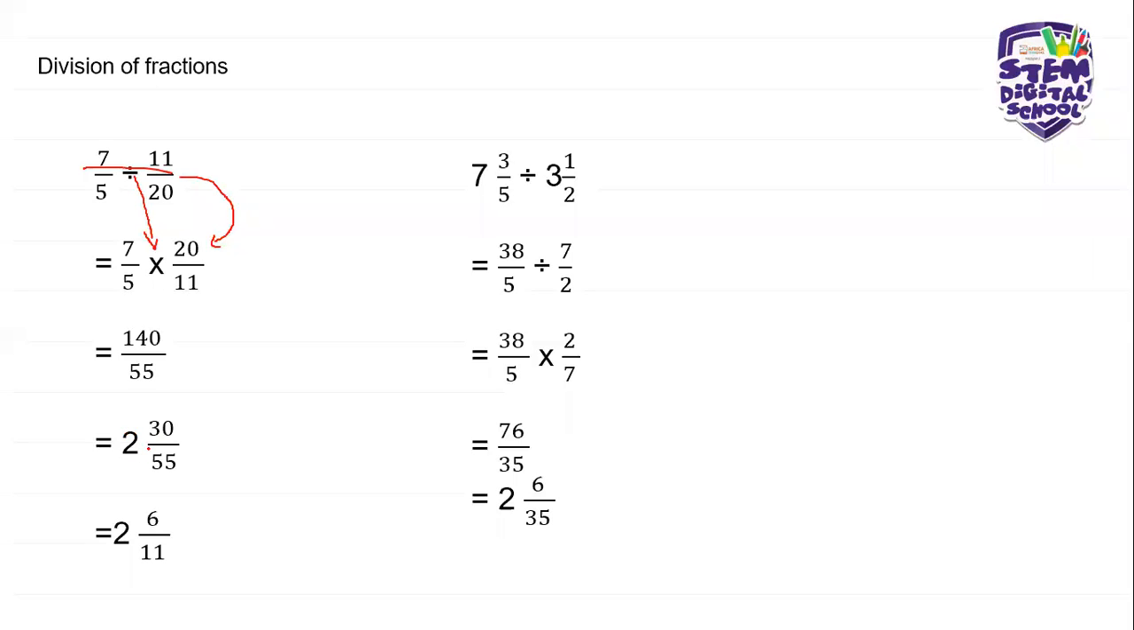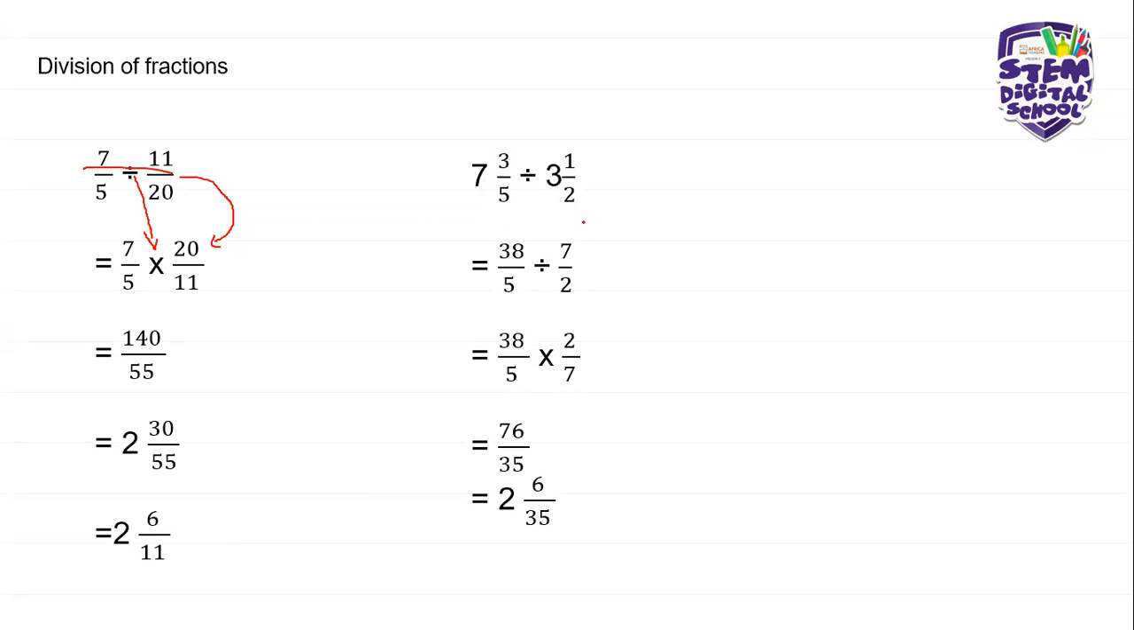Then we simplify. We say how many times does 55 go into 140? It's twice. 2 times 55 is 110. What's left for me to get to 140? It's 30. Then I say 30 divided by 5 is 6, and 55 divided by 5 is 11. And I'm done. I've got 2, 6 over 11.